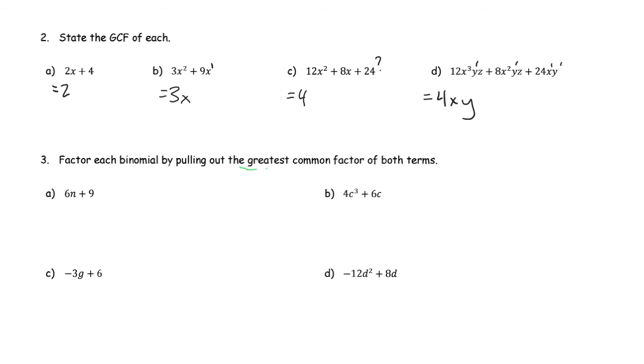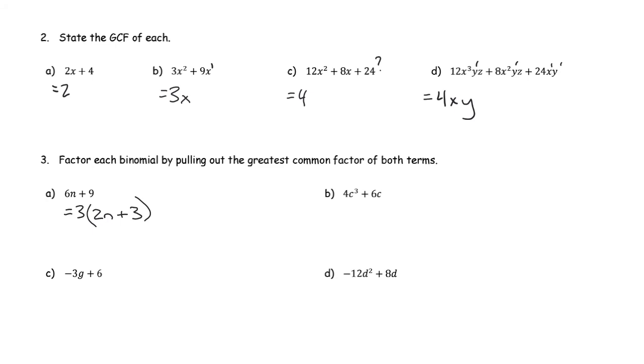Now, this next question here actually wants us to go one step further. It actually wants us to go through and do the factoring. Okay, so here we go. So 6n plus 9. Now, I notice that there's no common variable to both terms here, but between 6 and 9, there's a common factor of 3. So now I'm going to do the division. 6n divided by 3 is going to be 2n. 9 divided by 3 is 3. And I can verify that by simply distributing that 3 back through, and I'm going to get 6n, and then I'm going to get 9.